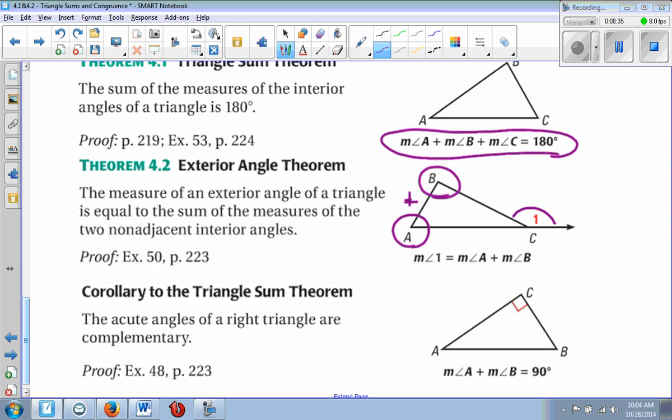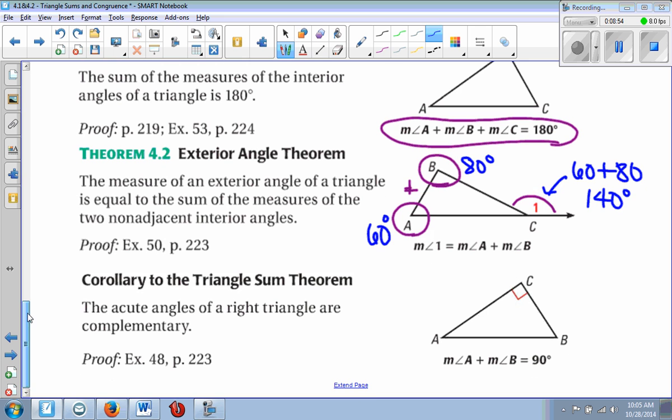For example, if I told you that angle A was 60 degrees and I told you that angle B was 80 degrees, angle 1 could be found by adding 60 and 80 together to get a total of 140. That is just a specific example of that theorem.